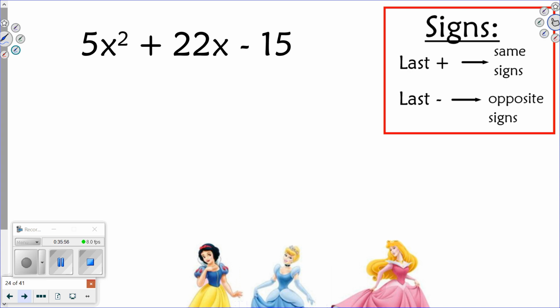So no GCF. All right, set up my parentheses. Last one's negative. My signs are? Good. A positive and a negative. See, I'm a positive person. I'm going to put that plus first.